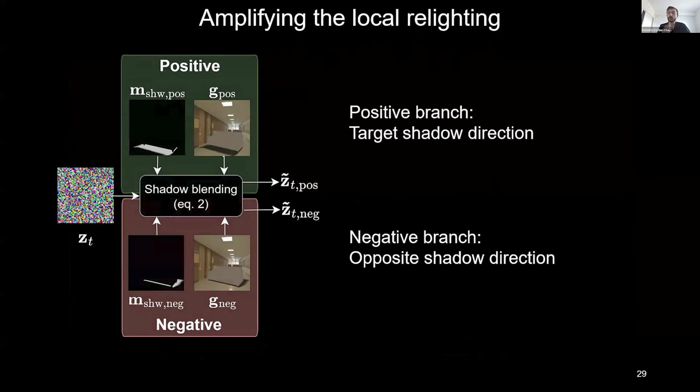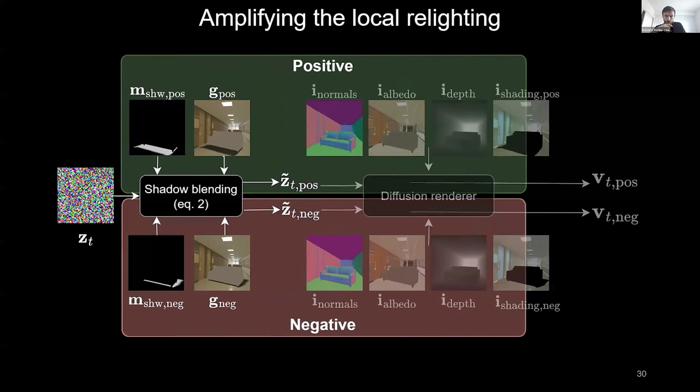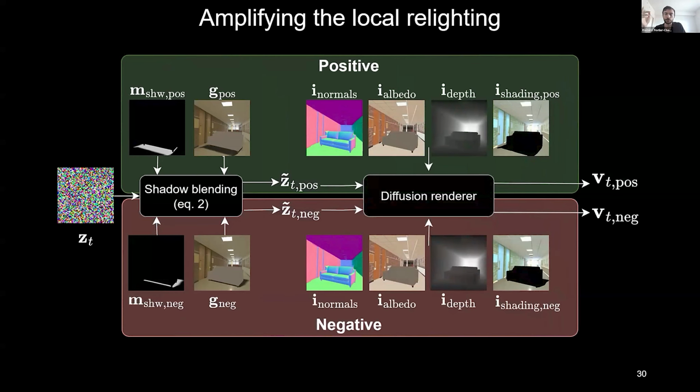So now our second idea is to amplify the local relighting, again in a training-free manner. So we're going to run two branches of our pipeline. The positive branch will have the target shadow direction, and the negative branch will have the shadow placed in the opposite direction. You can do that, for example, by turning around the light source that was used to generate the shadow by 180 degrees in azimuth. So again, we run those two branches. We get two predictions, VT pos and VT neg.